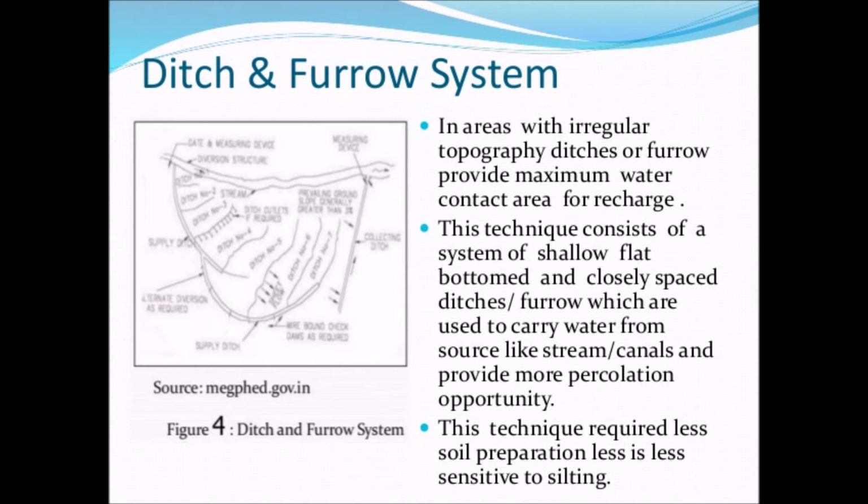In that particular way, in those streams, the percolation opportunity is very high. That means there is more chance of infiltrating the water when we are directing the water onto these ditches and furrows. So obviously a maximum amount of water will be infiltrated inside the ground, and subsequently there will be a higher level of groundwater recharge.